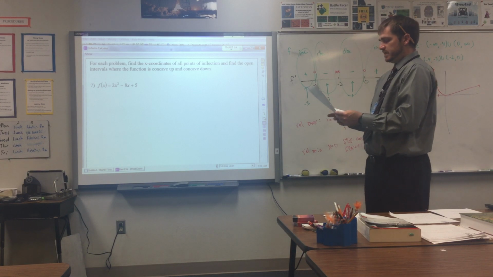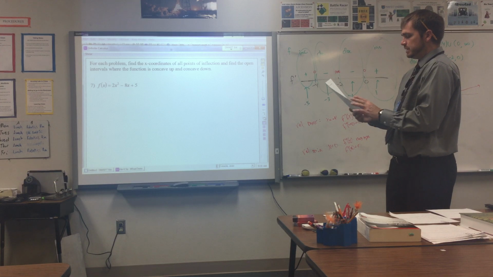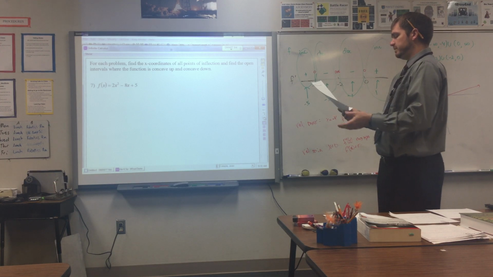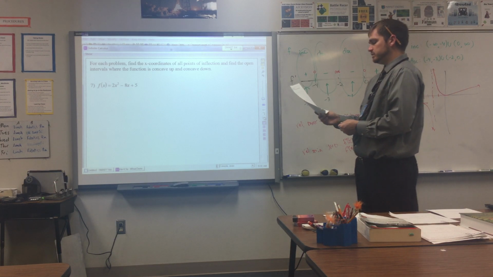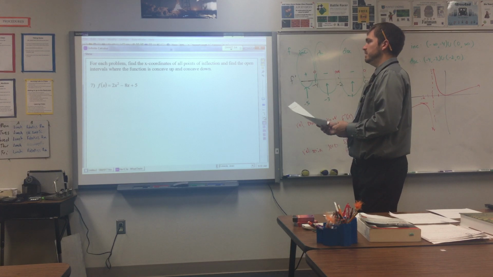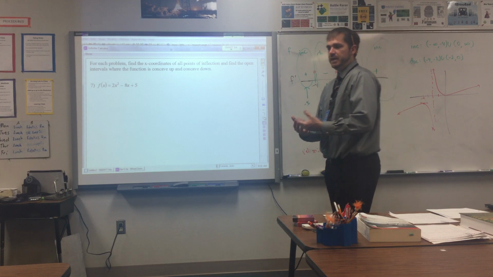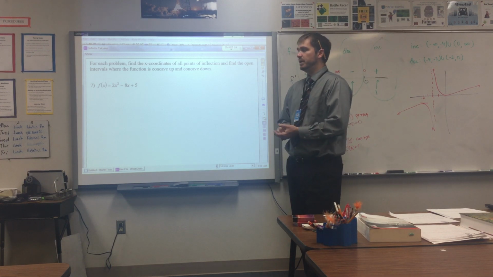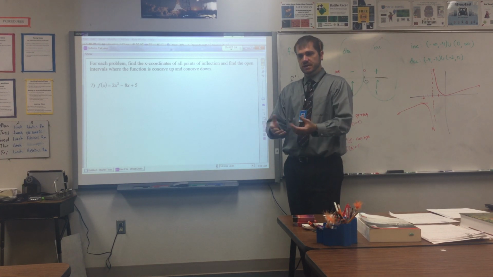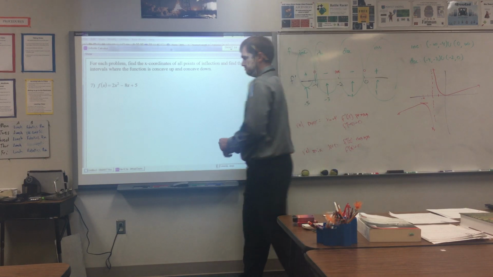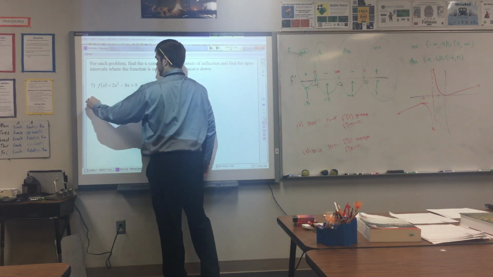So number 7 says, for each problem, find the x-coordinate of all the points of inflection and find the open intervals where the function is concave up and concave down. So when we're talking about concavity and inflection points, then I'm more interested in what? The second derivative. No big deal. Do the derivative twice.